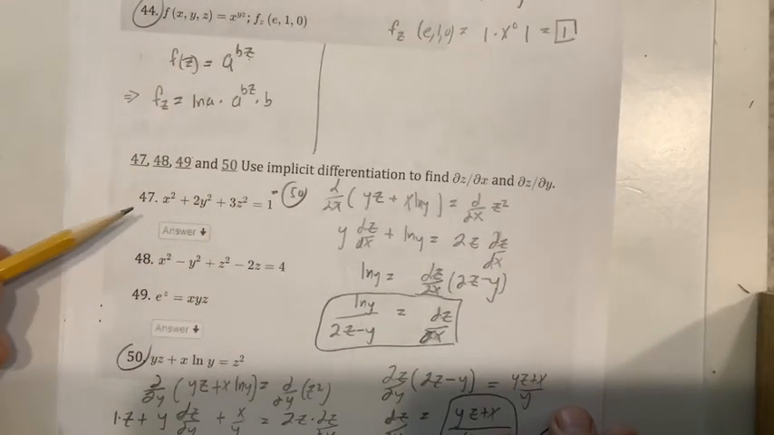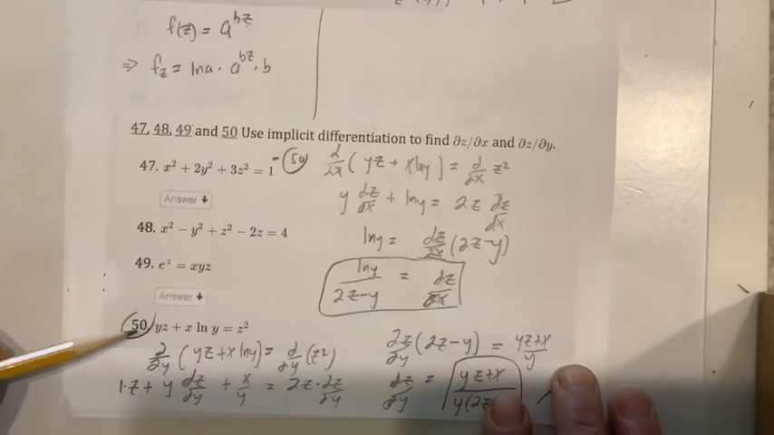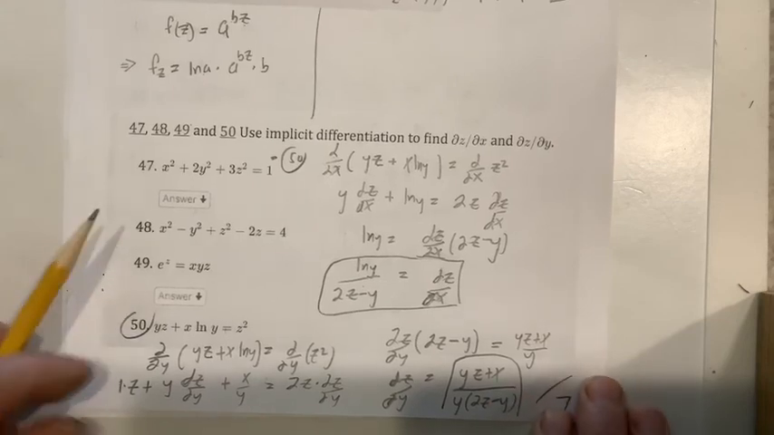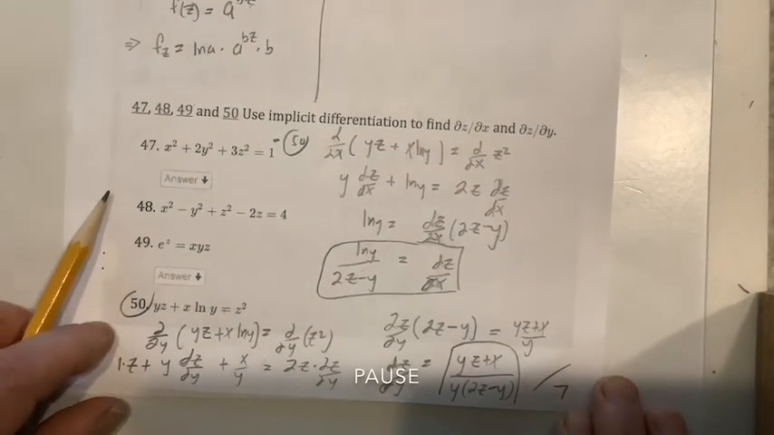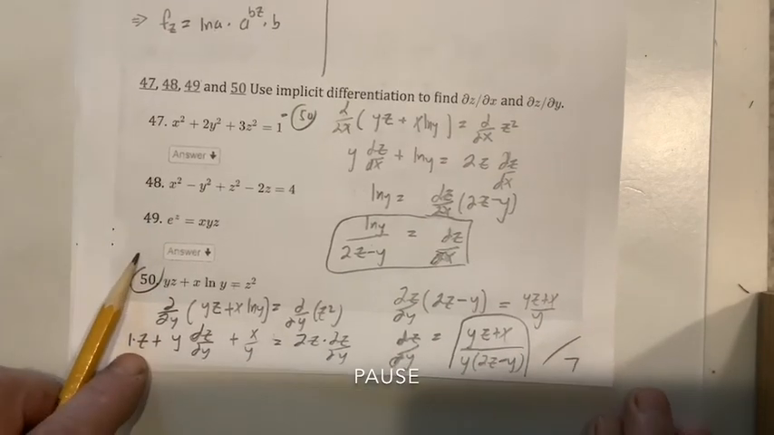Let's do one more here. What about this? It says find the partial with respect to z, partial with respect to x and partial with respect to y of this one right here. I'll let you do that one. Just check these, okay? Try this one on your own. Go ahead and hit the pause button.